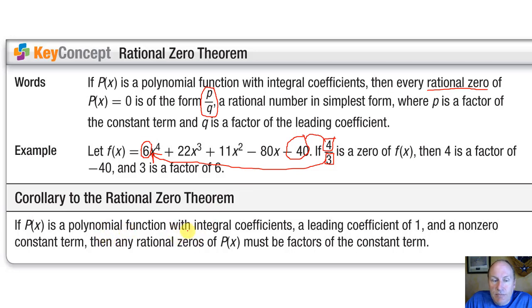Corollary to this, if you have a polynomial and the leading coefficient is 1, then basically what that's saying is that all the rational zeros have to be factors of the constant term, which kind of makes sense. It still fits in that p over q idea, because if q is the factors of 1, we're really just talking about positive or negative 1. And so the p basically takes over.